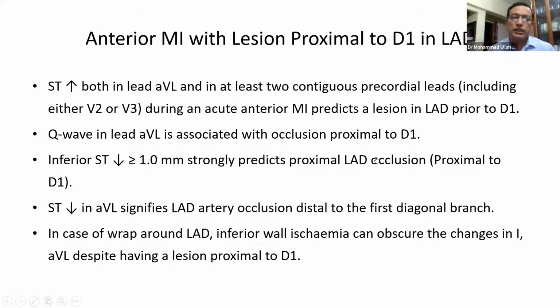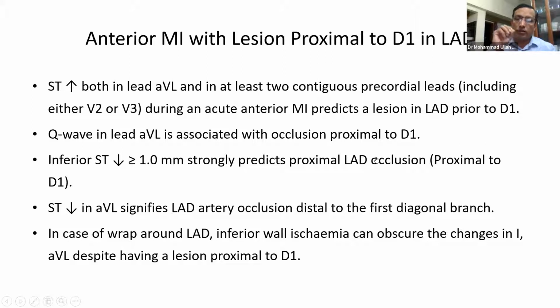And how can we detect a lesion proximal to the diagonal one? The diagonal one branch usually supplies the anterolateral part of the left ventricle. So if the diagonal branch is occluded, there will be ST elevation in leads 1 and aVL. If there is a Q wave or ST elevation in 1 and aVL, that indicates the LAD lesion is proximal to the diagonal one.